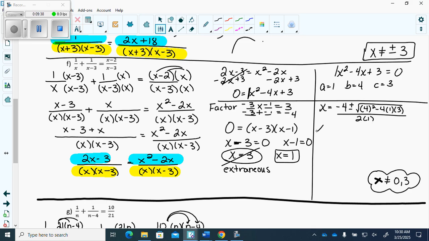So x equals negative 4 plus or minus, and I told you to do what's under the square root next. So I get 16 minus 12, which is 4, over 2. Then if that's a perfect square, which it is, the square root of 4 is 2, over 2. And then this splits. So I get x equals negative 4 plus 2 over 2 and x equals negative 4 minus 2 over 2. So this one's negative 2 over 2, which is negative 1. And this one's negative 6 over 2, which is negative 3.